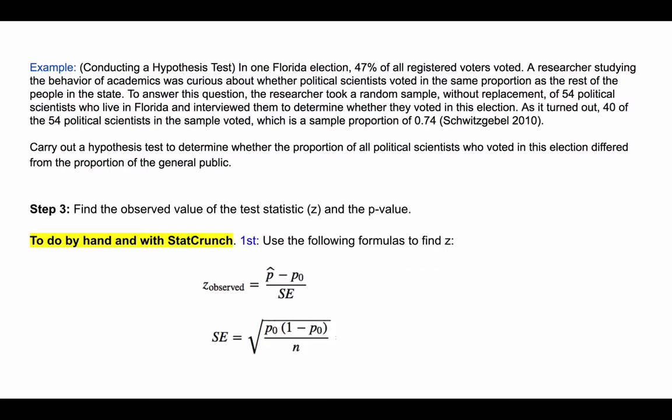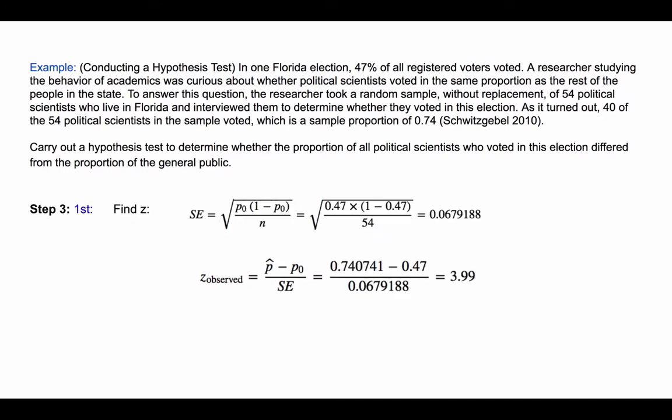So how do we do step 1? We're finding z using these two formulas. In other words, I'm going to plug in p0 and n into my standard error formula. Now we saw earlier that p0 was 0.47 and n is the number of people in our sample, or 54. So if you type that into your calculator, you get 0.0679188 right here. And then we use this number to find our z, and z is given by p hat minus p0 over standard error, which we found in the previous step.